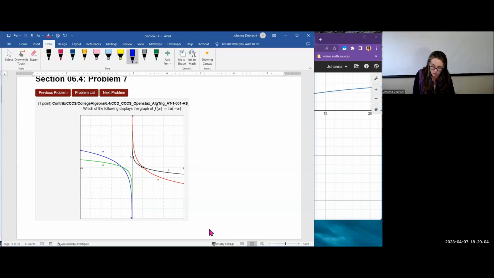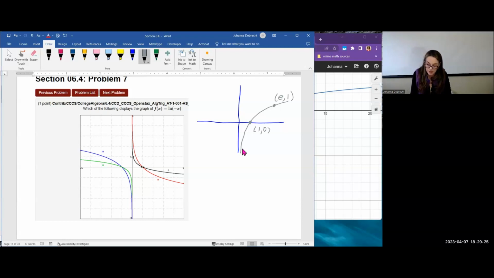So let's think about what we normally would have here. So we would normally have the graph coming up, natural log, and it would go up like this. And it would go through this point here, which would be 1, 0. And then over here somewhere would be the point e, 1, right? Something like that. This is the parent function, natural log of x equal to y. That's the parent function. Now, what about this one?